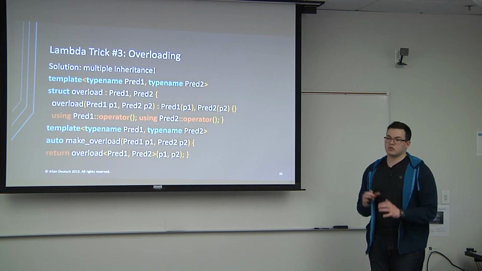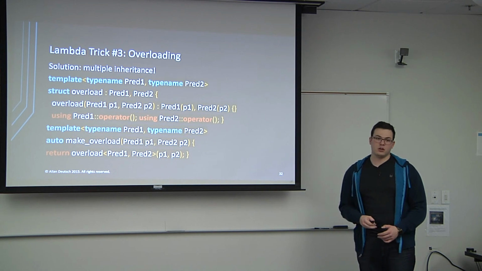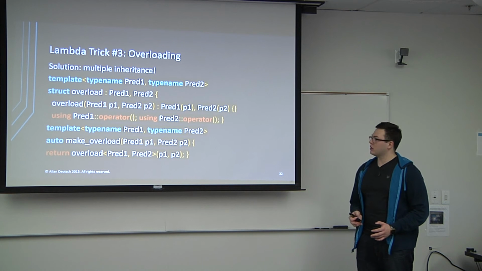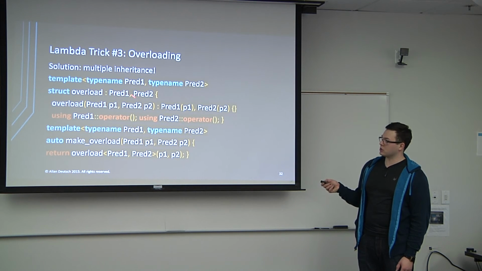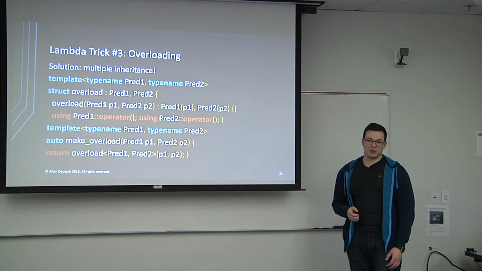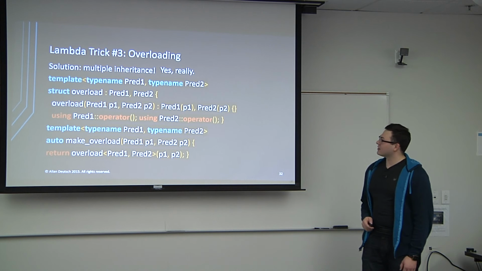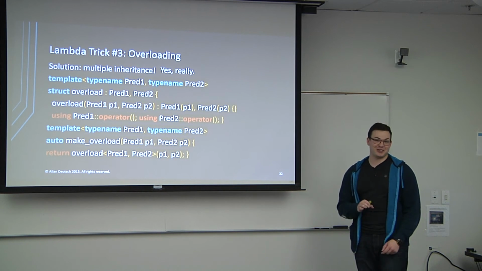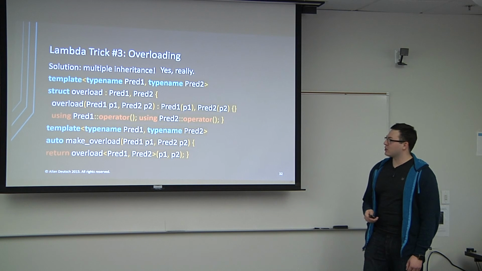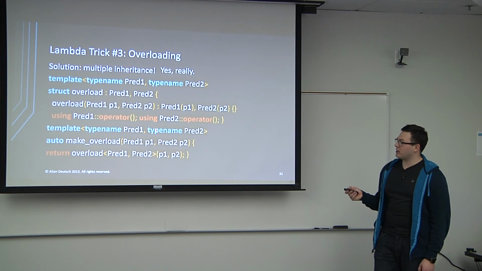So then anytime you try to invoke this object like a function, it will try to resolve it using the parentheses operator of the lambdas that it has. See, it's inheriting from those 2. So it's multiple inheritance. Everybody's favorite C++ feature. So yes, the solution is really multiple inheritance. There is a use for it. And you can actually, using variadic templates, get this to work for any number of lambdas.